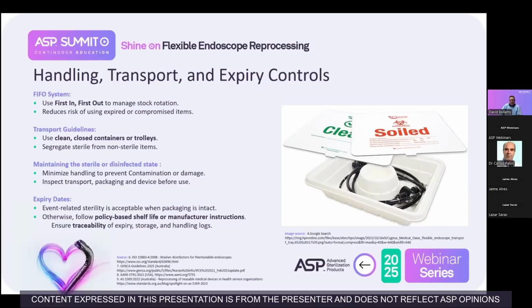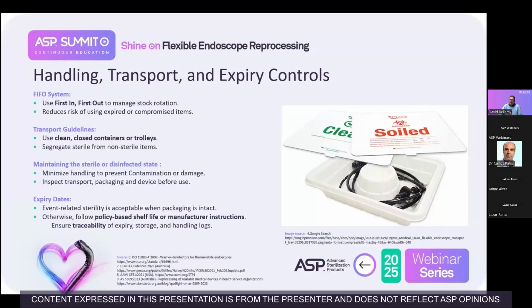Looking also at expiry control, this is governed by both event-related and time-related sterility principles. Event-related sterility, endorsed by ST91 and ISO 15883-4, permits the use as long as the packaging remains intact and the storage environment remains validated. However, AS5369 and GENSA still recommend set policy-based shelf lives for within or outside drying cabinets. This would take into account, of course, your own national standards and the organisation that determines these times. This also can be determined during operational qualification and or annual performance qualification.